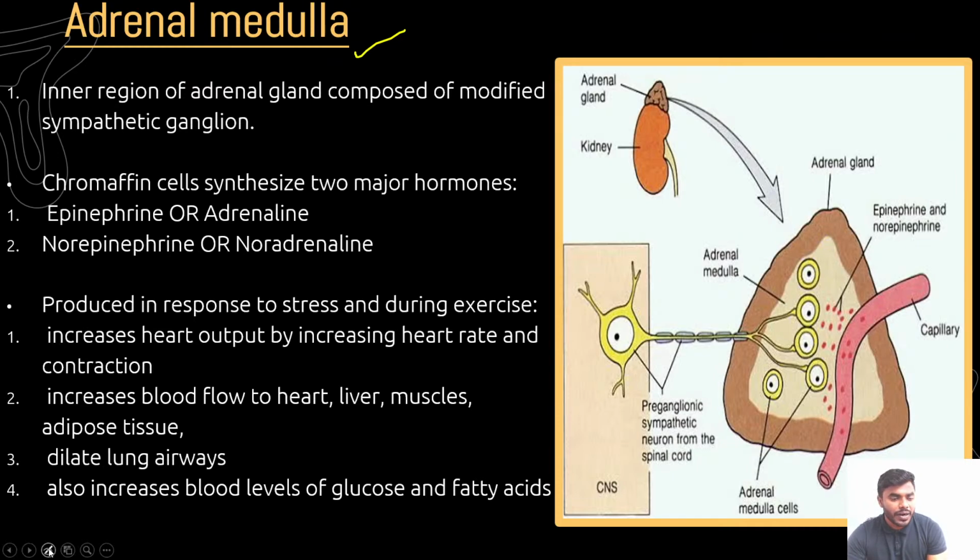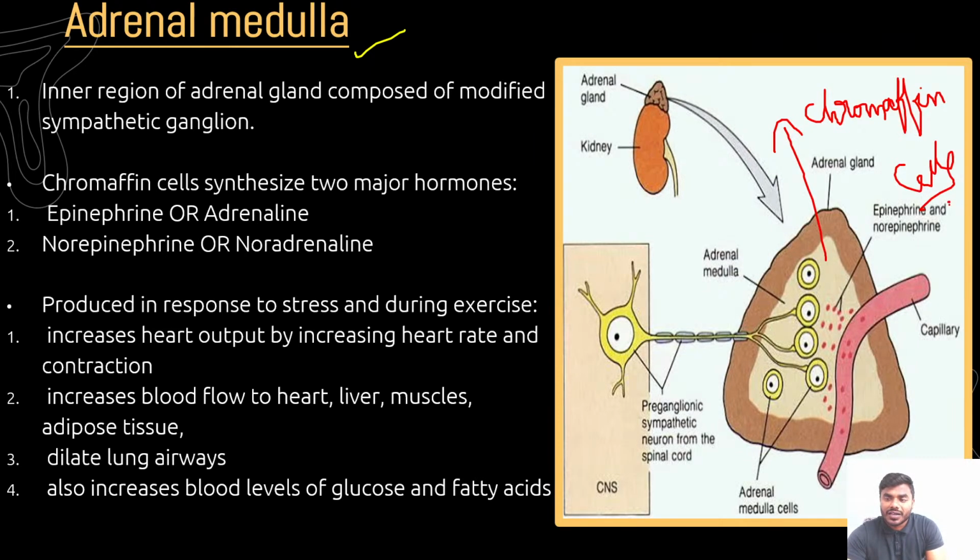This entire middle part, we can call the adrenal medulla. Please follow me very correctly, friends. The cells that are present in the adrenal medulla, we call all those cells the chromaffin cells. What do we call those cells, friends? We call them the chromaffin cells. All the students follow me very correctly. The chromaffin cells present in the adrenal medulla synthesize two hormones: epinephrine or adrenaline, and norepinephrine or noradrenaline.